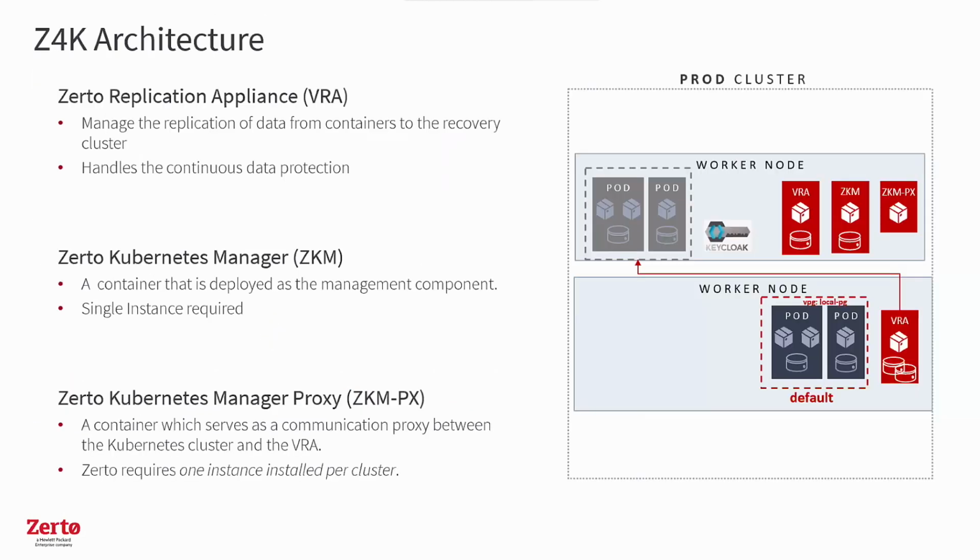So we look at the Z4K architecture. So 3 components this time, but one of them you already recognize, Zerto Virtual Replication Appliance. So the VRAs handle the replication exactly the same. That is 1 per worker node. The Zerto Kubernetes Manager, this is the management component as well, and this sits anywhere you like it to. This can sit in a completely separate cluster of Kubernetes if you want, away from where you're productioning your DR is. And then we have a Zerto Kubernetes Manager proxy, which essentially is the communication between the pods that you're deploying and the cluster and the management as well.